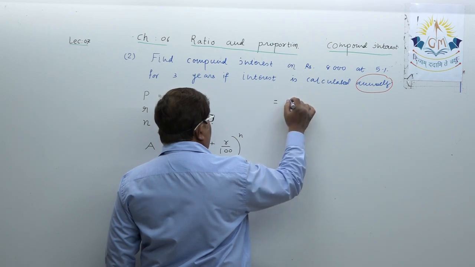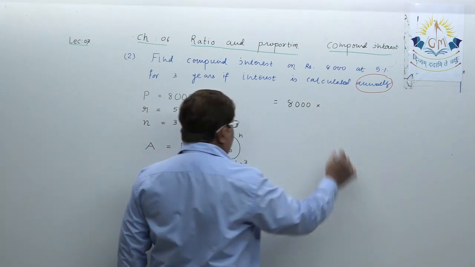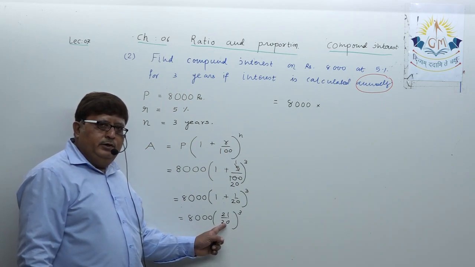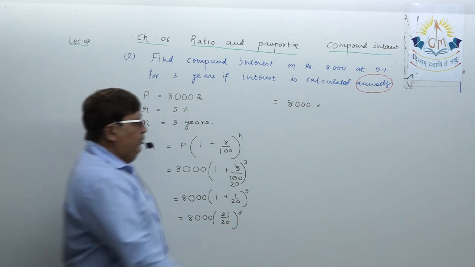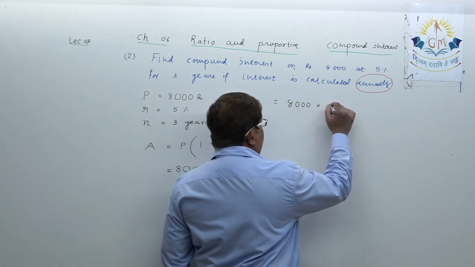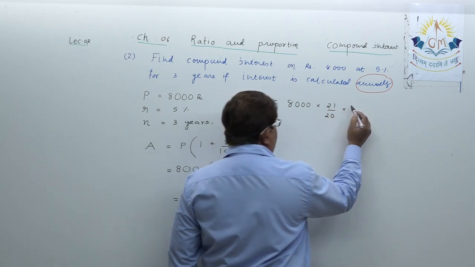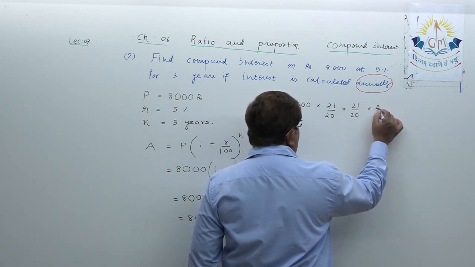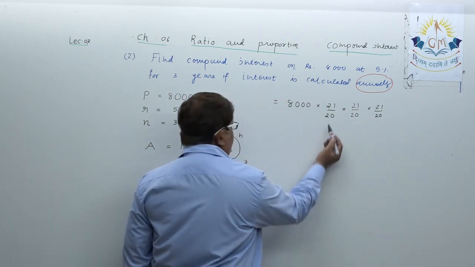Next step. 8,000 multiplied by... how many times we have to repeat 21 upon 20? 3 times, because the power is 3. Let us write 21 upon 20. Please concentrate. 21 upon 20 into 21 upon 20.